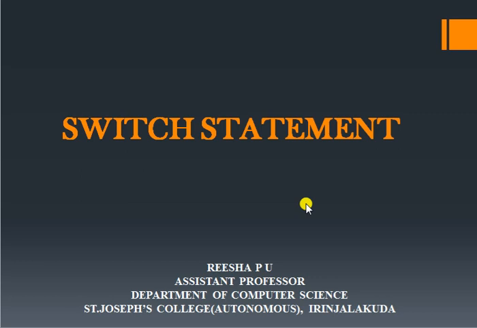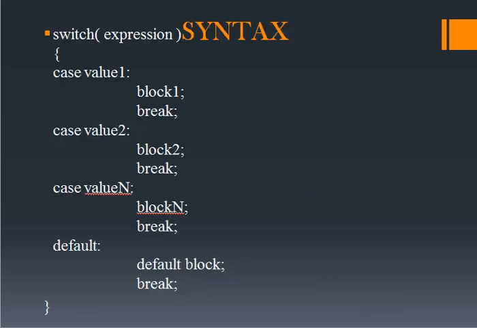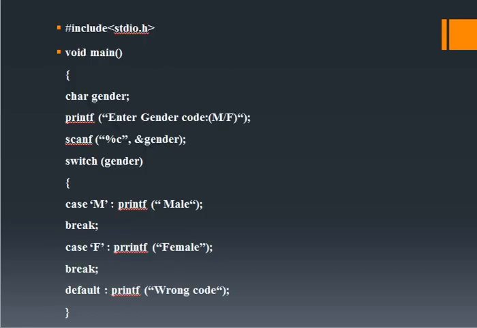In the previous class we had discussed the syntax of the switch statement. This is the syntax: case value 1, case value 2, etc., then default statements. Now we are going to discuss an example for this switch statement, how a program in C works with the switch statement. Here we are going to print the gender of a person.